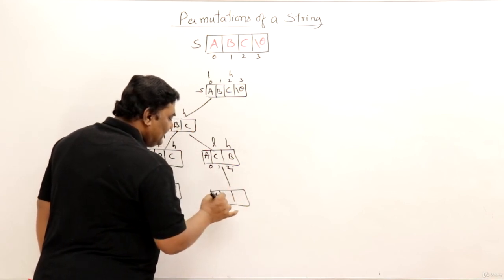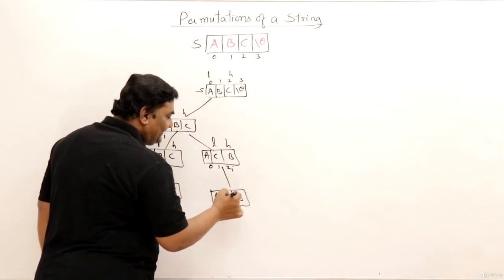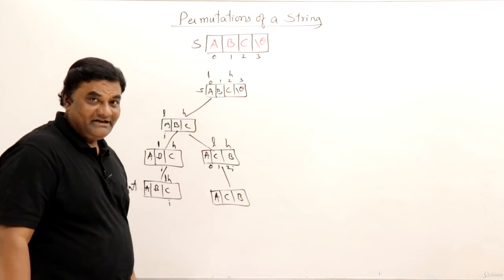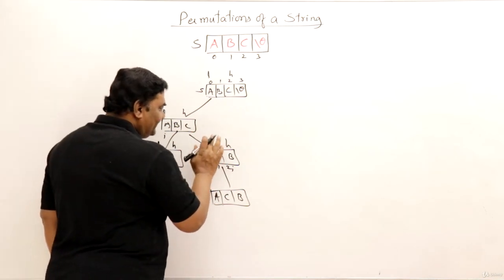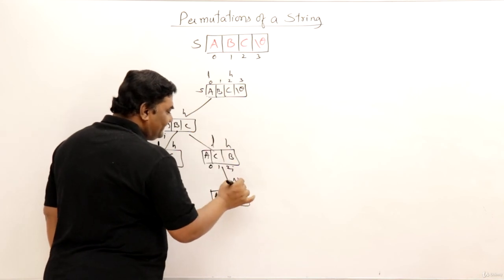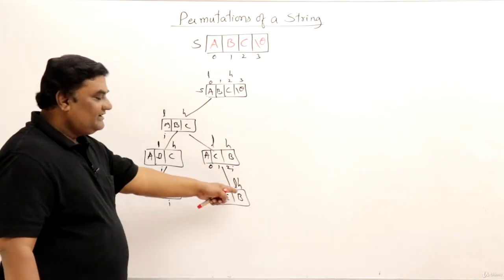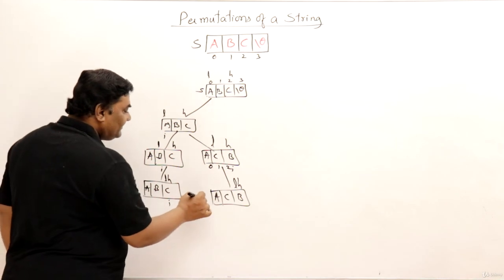Next call again, A, C, B. Right now it is ACB, not ABC. Same string, and where will L be? At the next place. So L and H, both of them are here. Now when they are equal, then do what? Print.